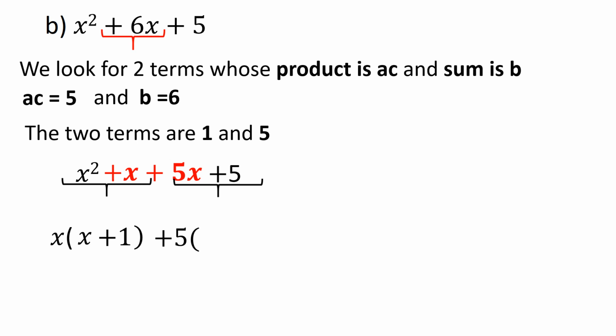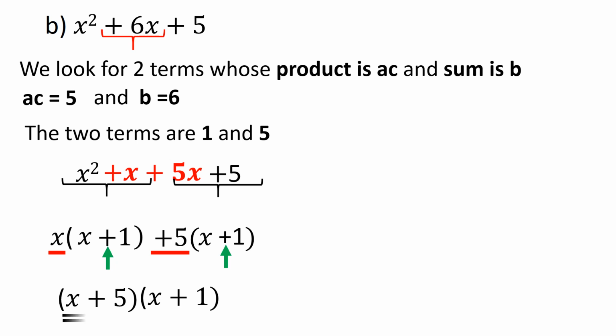Then we open our brackets. We can multiply 5 by x plus 1 to give us 5x plus 5. Then close our bracket. It's worth noting that x plus 1 is common. So first thing we have to write x plus 5 enclosed in a bracket, and then multiplied by x plus 1, which gives us our final result.